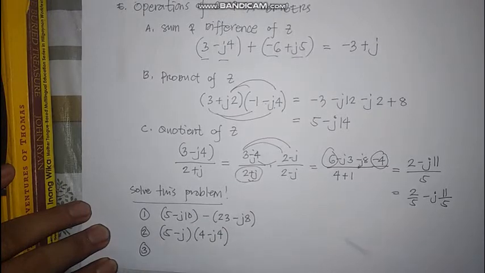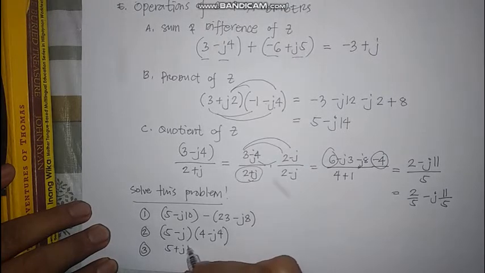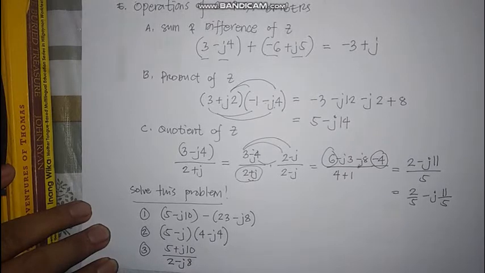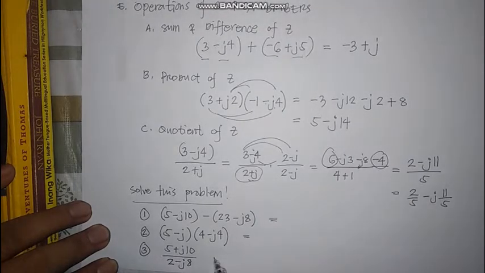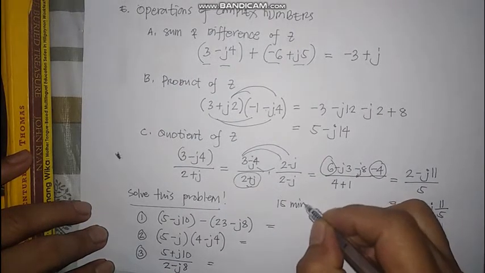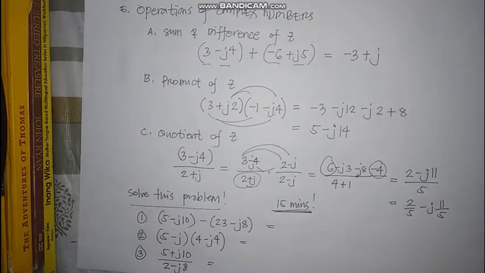For problem number 3, you have 5 plus j10 all over 2 minus j8. So I will be giving you 15 minutes to solve the 3 problems. Try to pause this video and solve the problems on your separate sheet of paper. Don't forget to bring your calculator during our class discussion.